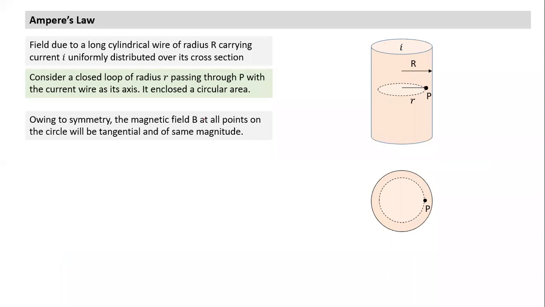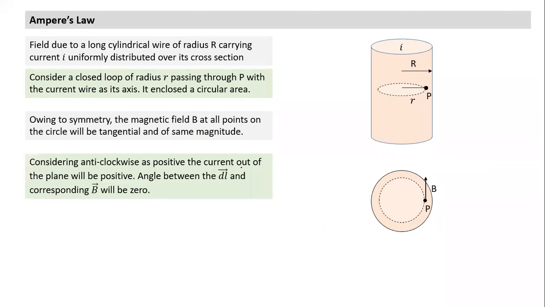Owing to symmetry, the magnetic field B at all points on the circle is tangential and of the same magnitude. This is a field which is tangential at all points. Taking anti-clockwise as positive, current out of the plane will be positive. The angle between dl and the corresponding B is 0, so again this term is the same. B dot dl comes out equal to B into 2 pi r.